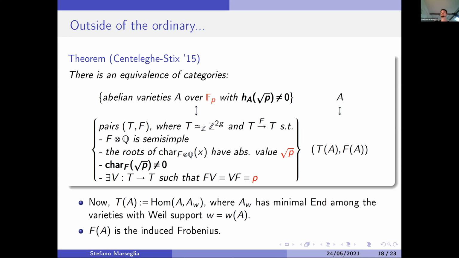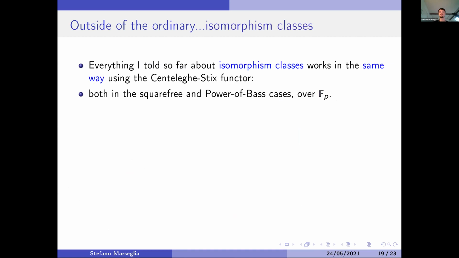As you can see, the functor is quite different. For example, this one is contravariant, while Deligne's functor was covariant. So it's already quite a difference. Nevertheless, the target category is the same. And this means that everything that I told you so far about isomorphism classes works exactly the same way. So we get fractional ideals, we get the direct sum of fractional ideals in the power of a space, and the algorithms that I told you, they all work in the same way.